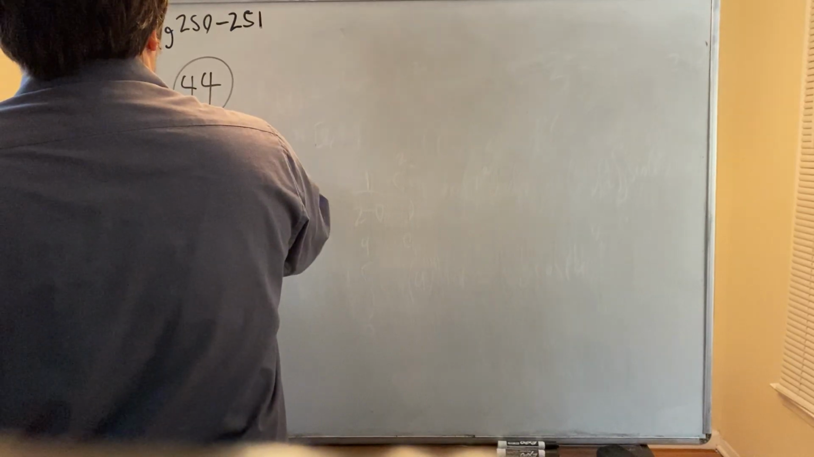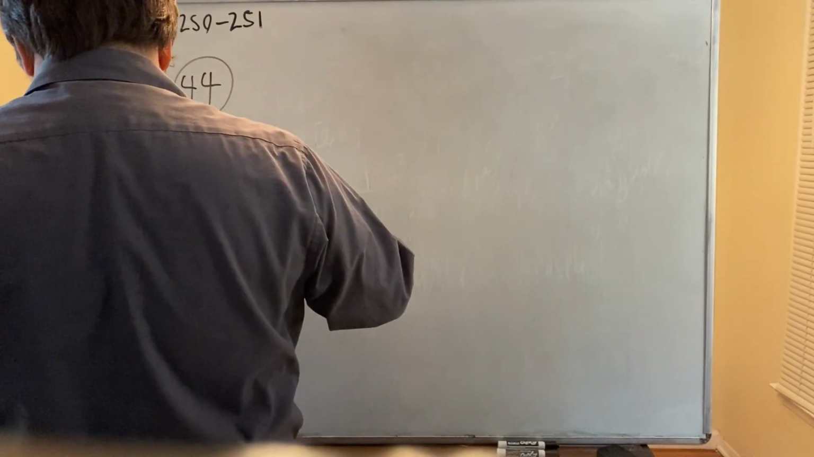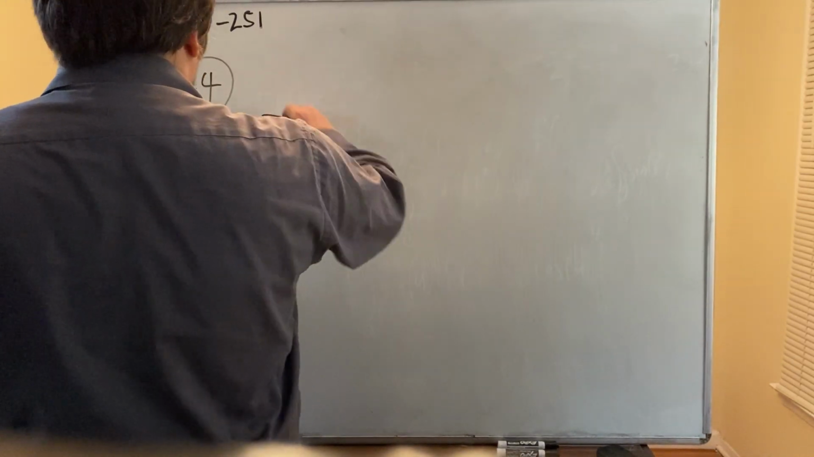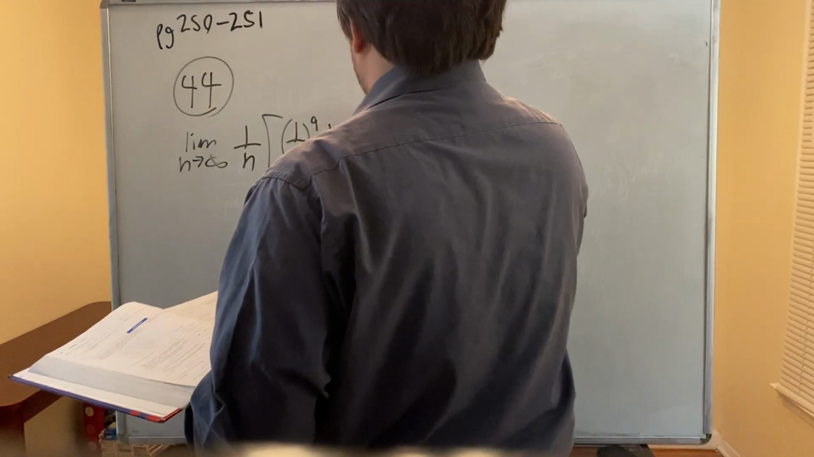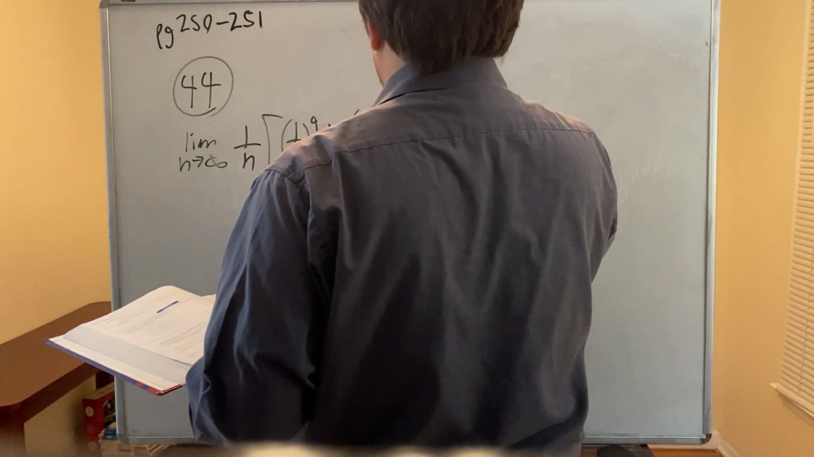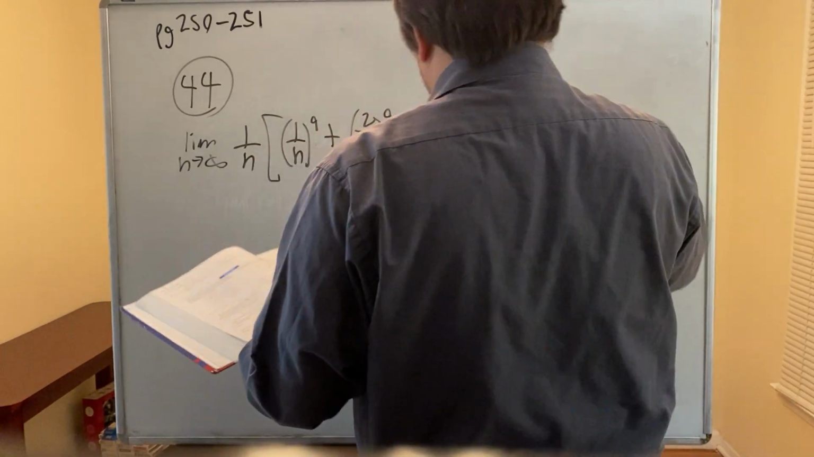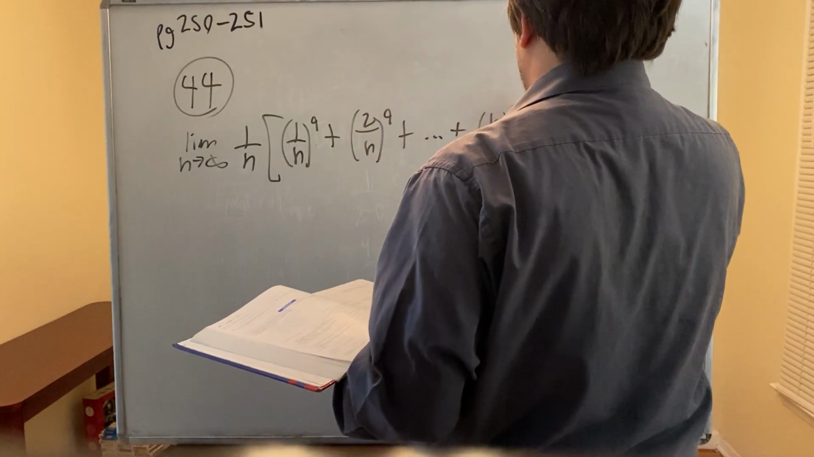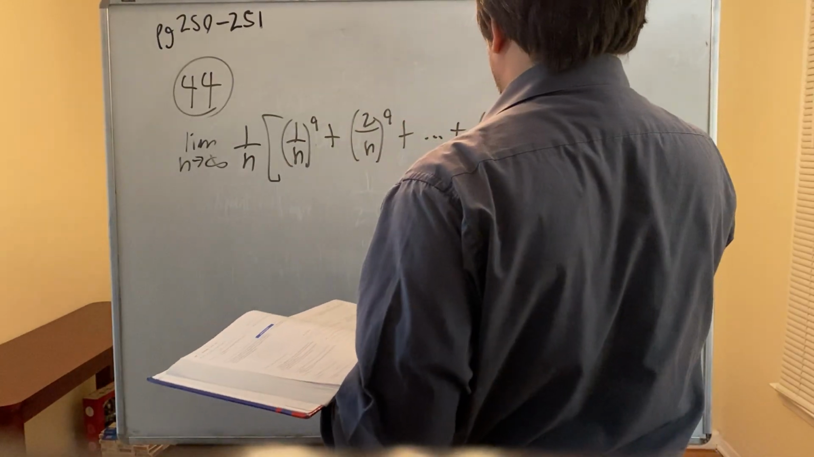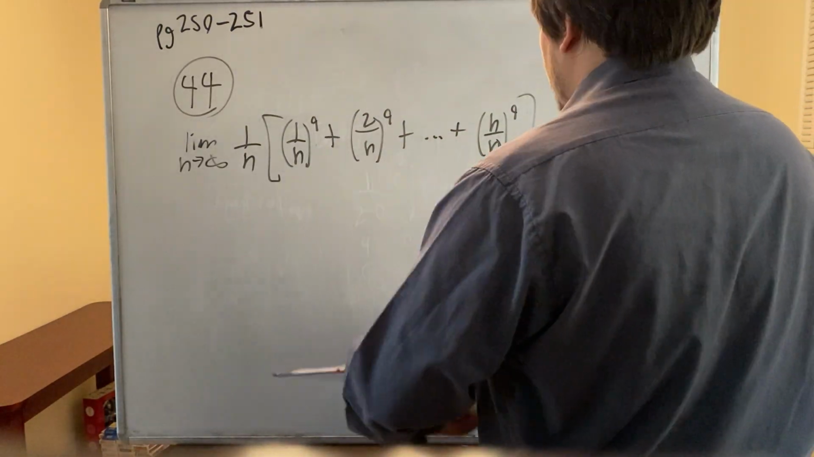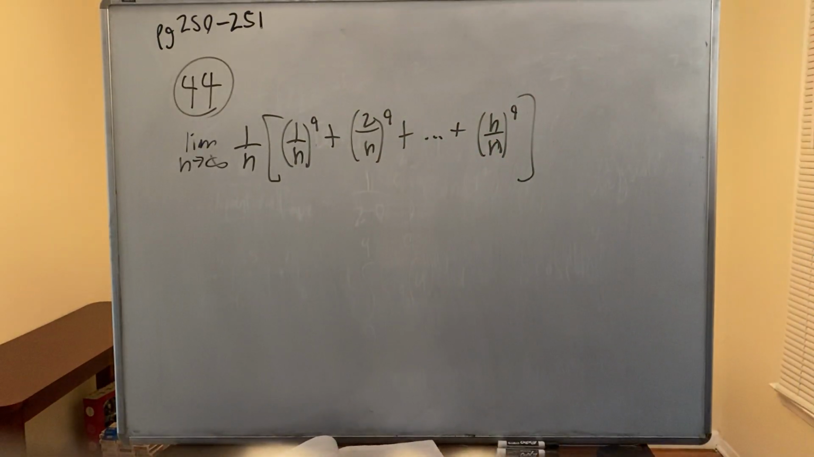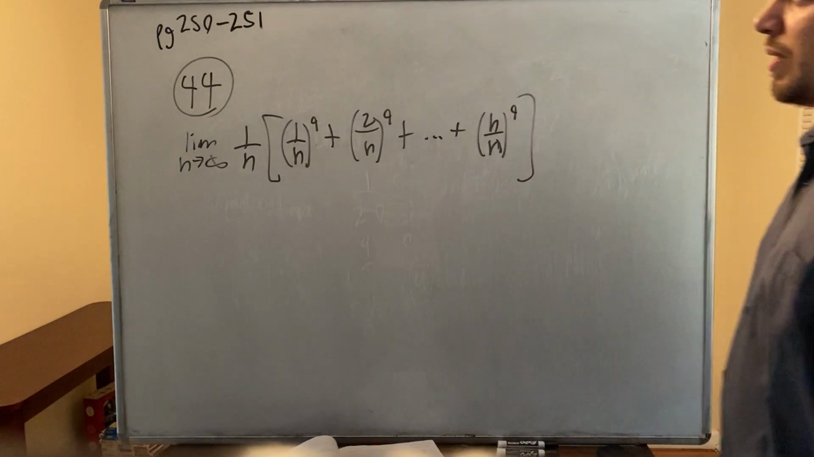It says the limit as n approaches infinity of 1 over n to the 9th power, plus 2 over n to the 9th power, plus dot dot dot, plus n over n to the 9th power. I left out the 3 over n to the 9th, but it's included in the dot dot dot. So let's find this limit.